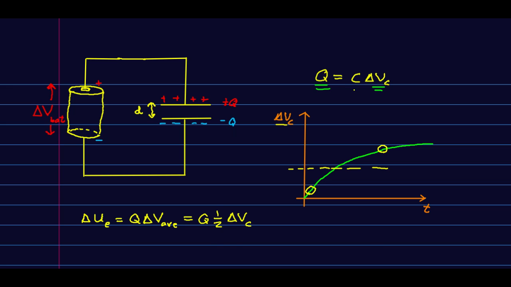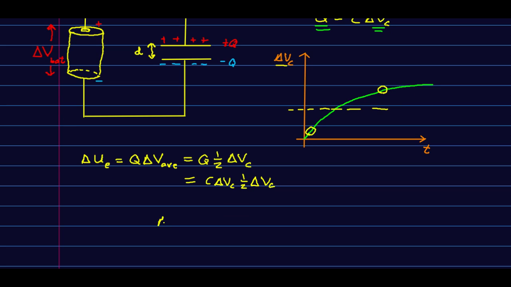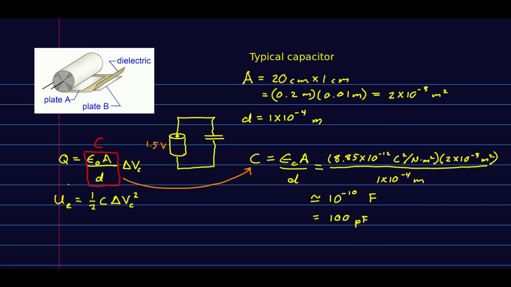Now we have just one more step. Let's take this identity for Q and let's substitute it in there. So we get C delta V on the capacitor, times a half delta V_C. And so as a final expression, the potential energy stored in a capacitor is just a half C delta V_C squared.